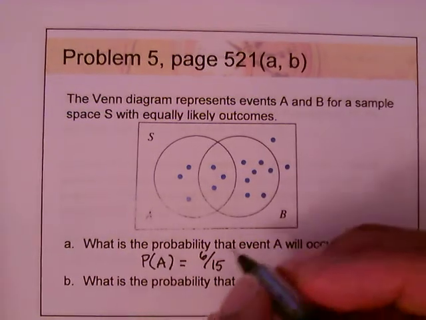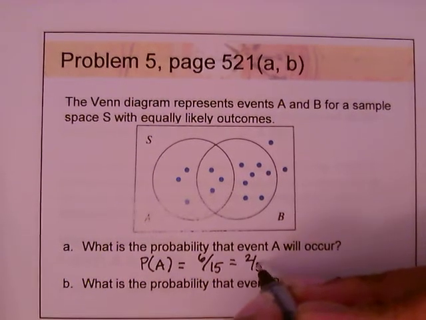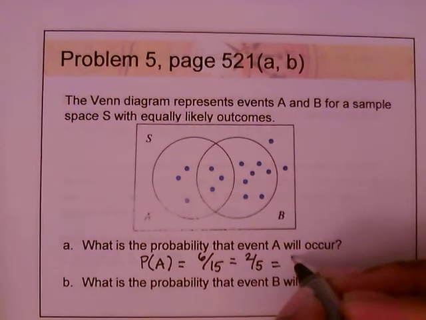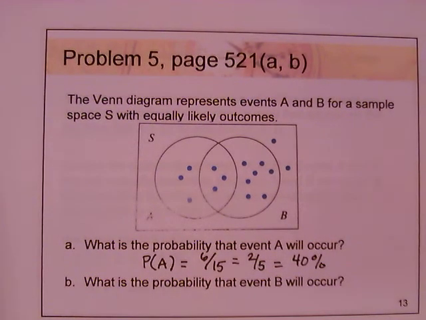Now if they want this in simplest form, we can divide the numerator and the denominator by 3. That gives us 2/5. And in some cases they may want that as a percent. So if you do 2 divided by 5, you'll get 0.4. But for a percent, you have to multiply it by 100 to get 40%. So the probability that event A will occur would be either one of these 3 forms: 6 over 15, or 2/5 in simplest form, or 40% as a percent.